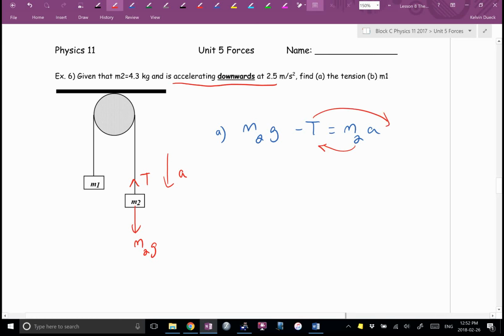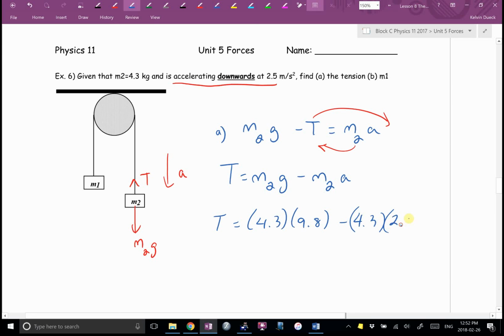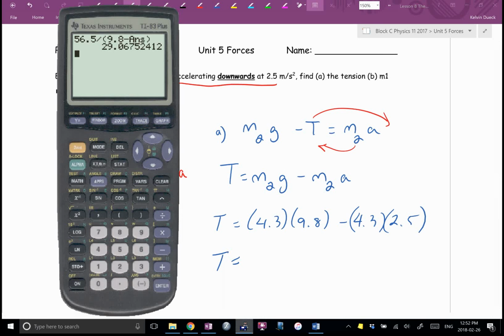The swappy dance, sure thing. So if I hear you correctly, you're telling me tension is going to be the M2G drops down like a domino minus M2A. Tension is going to be M2 times 9.8 minus 4.3 times 2.5. 4.3 times 9.8 minus 4.3 times 2.5. And I get 31.39. Anybody else? Am I wrong?